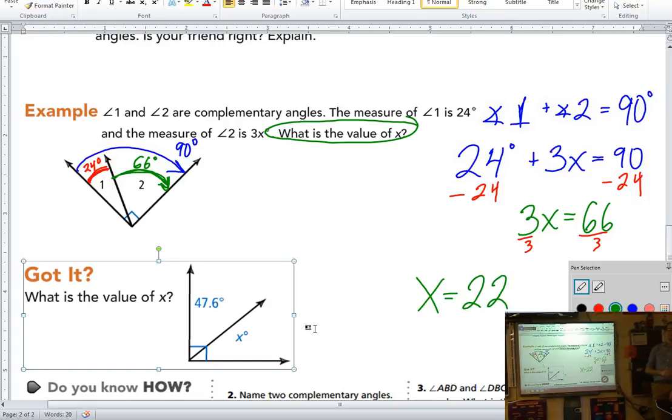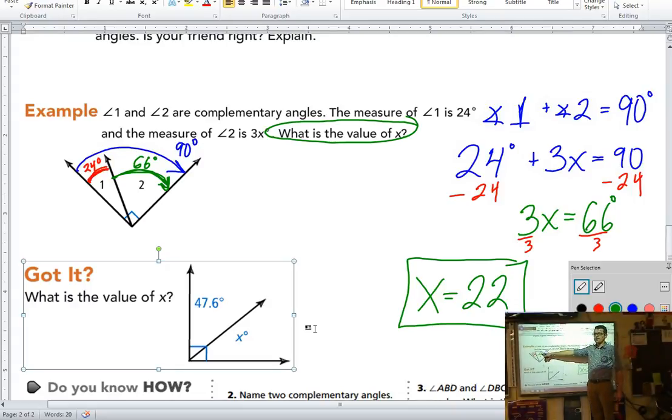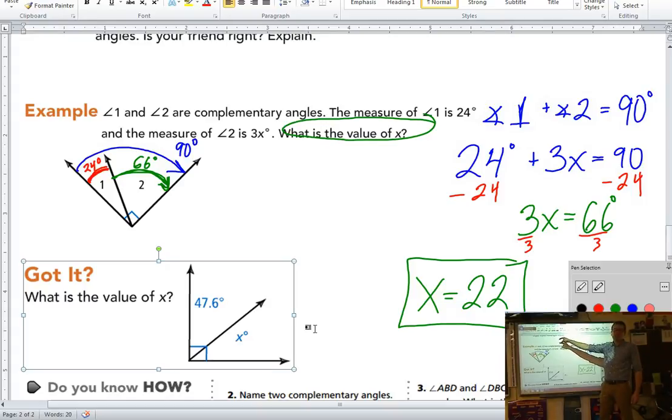No. The value of x, as I talked about in the chalk talk yesterday, is not a degree measure. My 66 was a degree measure. This over here, 66, is degrees, but my variable is just a variable. If I look at 3x, notice up here, 3x has the degree symbol already. Your value of x does not need a degree symbol. You're just solving for a number, what it equals. Solve the Got It on your own, should be fast.